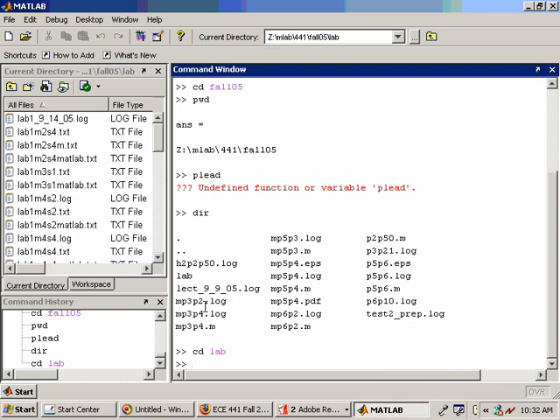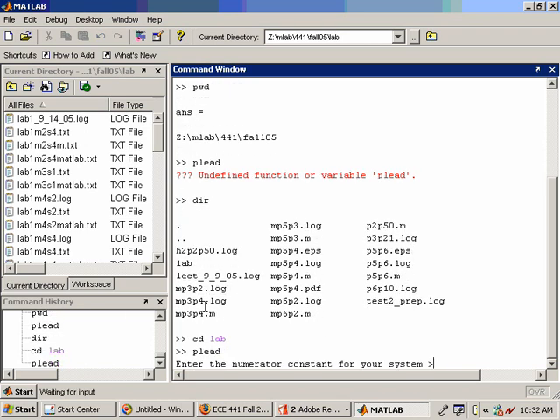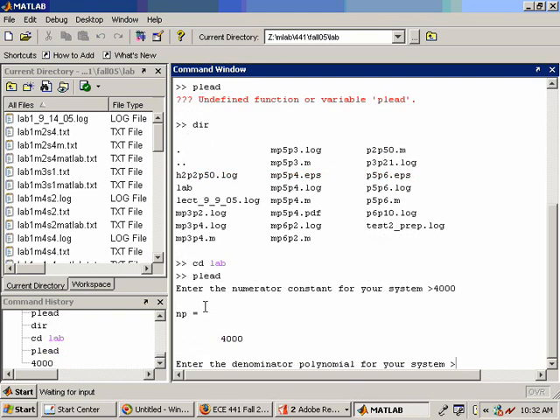So I need to go within the lab, and now that's my working directory, and now I execute the m-script file plead. The first question that it asks for is the numerator, and our system doesn't have any zeros, which means we just have a constant numerator. I'm assuming my numerator is 4,000. That's going to be your K hardware divided by your total mass. In my case, the total mass is 1 kilogram, and I'm assuming my hardware gain is roughly 4,000. The next question it asks for is to enter the denominator polynomial, and you'll know what that is for your system.